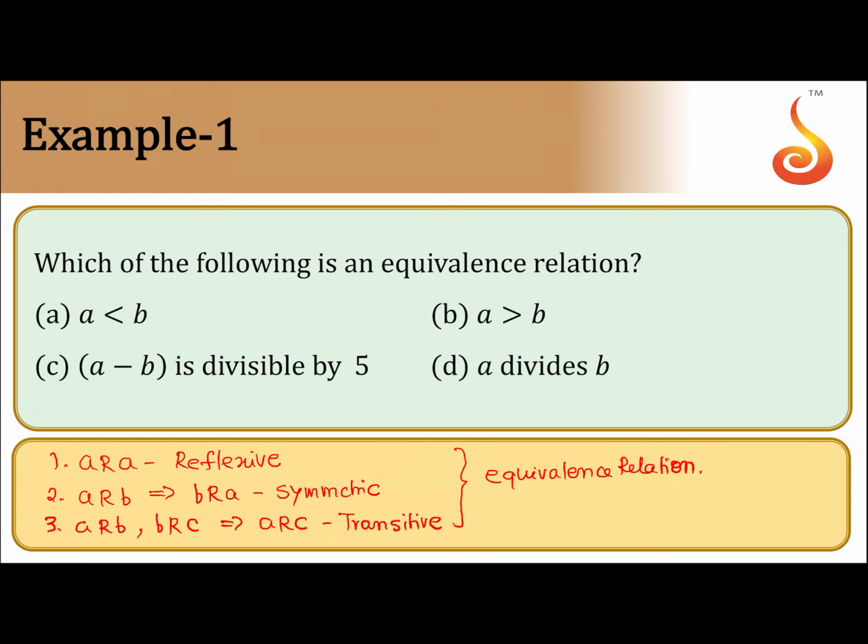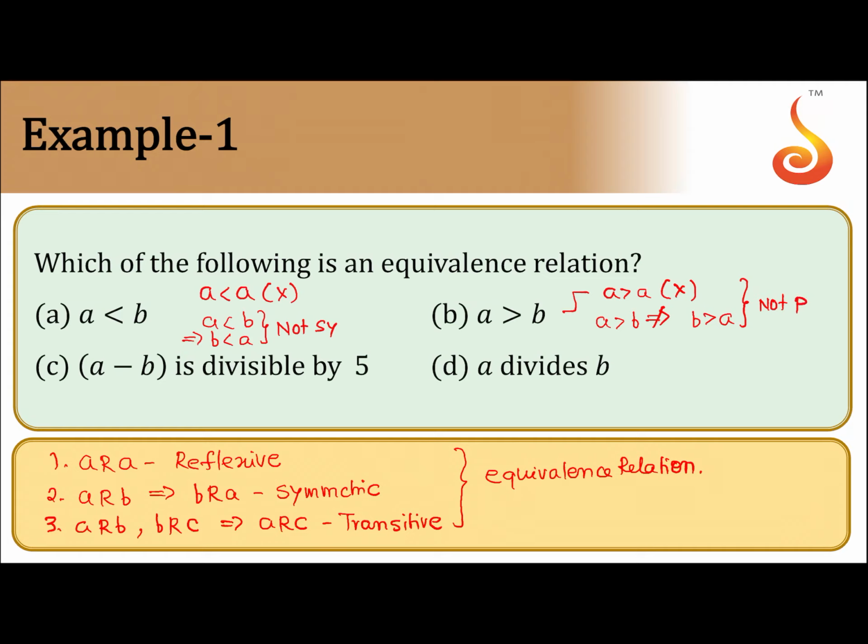Now, in our case, if you clearly see, A is less than A, not possible. A is less than B does not imply B is less than A, so not symmetric. So it can't be an equivalence relation. Similarly, A is greater than A, not possible. Similarly, A is greater than B does not imply B is greater than A. So, not possible.